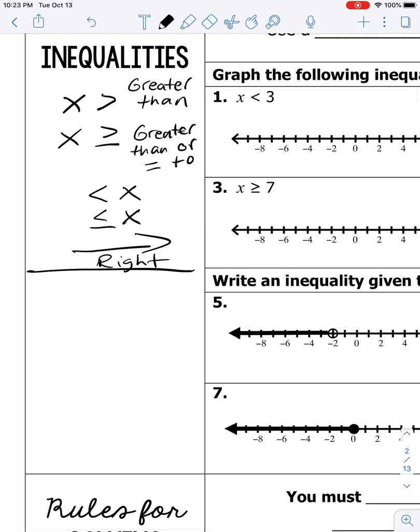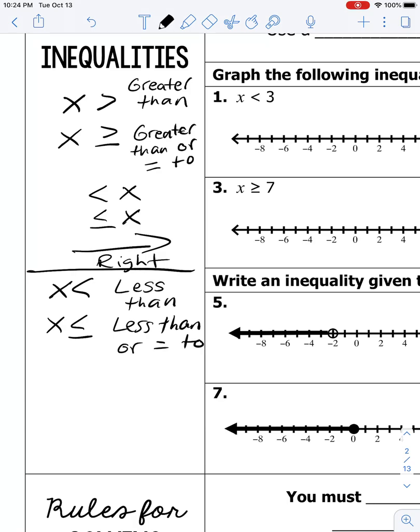Now, the other way. So this would be considered less than when the pointy part is facing the X. This is less than or equal to. All right? And again, it could be the other way as well. It's when the pointy part is facing the X. When the pointy part of the inequality sign is facing the X, you're always going to shade left.